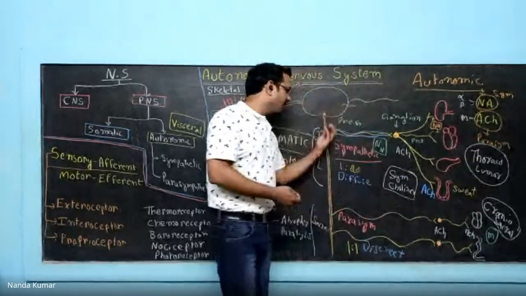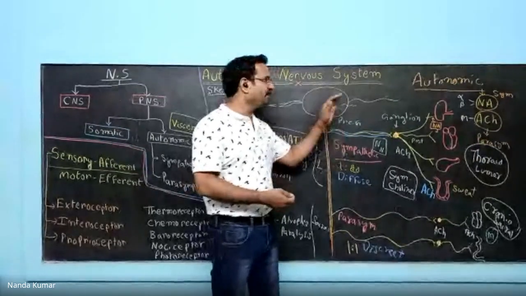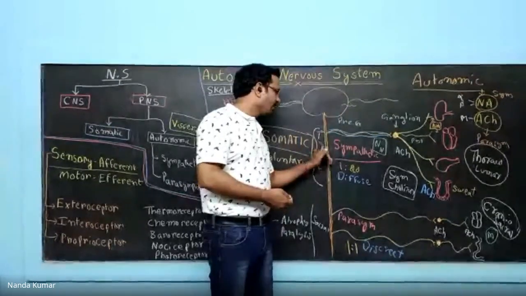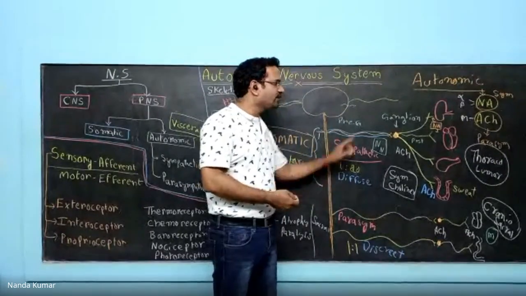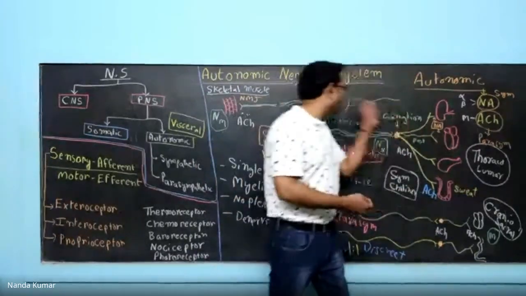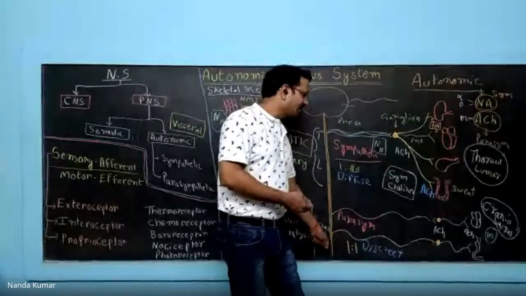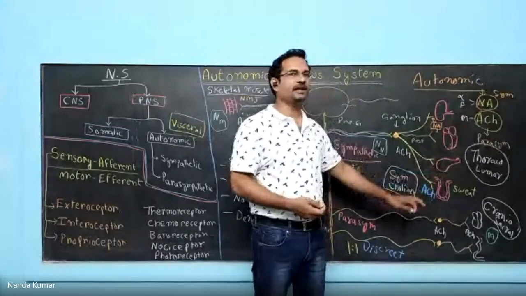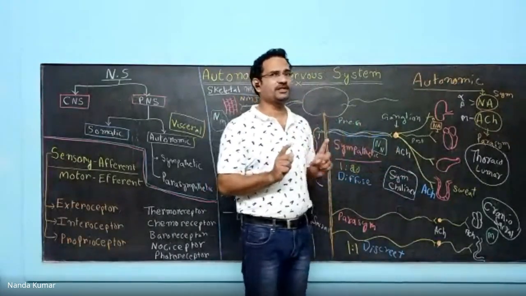Now, the origin: the preganglionic neuron in the sympathetic system originates from the thoracic and lumbar regions, hence it is known as thoracolumbar. In the case of the parasympathetic, it starts from the cranium, from the top, to the sacral region. It is known as craniosacral. All three names are synonyms.